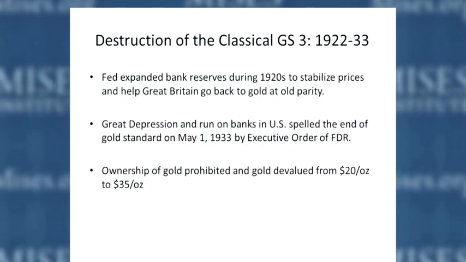And then we had the Great Depression, as a result of this big increase in the money supply, which Murray Rothbard estimated at about 7% per year from the end of 1921 through 1928. That was a huge increase in the money supply.